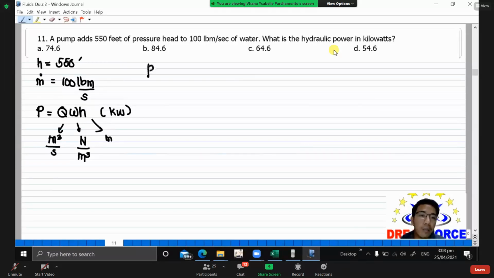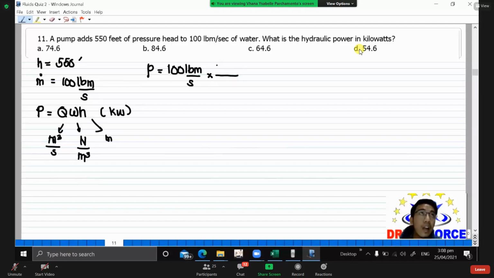Okay, so from the formula, lagay ko na lang dito P, kailangan ko ng Q. Eh, ang given lang naman is mass flow rate. So why not gamitin natin yung mass flow rate, 100 pound mass per second, para kumuha ng volume flow rate. Okay, di ba may conversion tayo ng pound mass to cubic feet? Ano yung conversion natin dito?